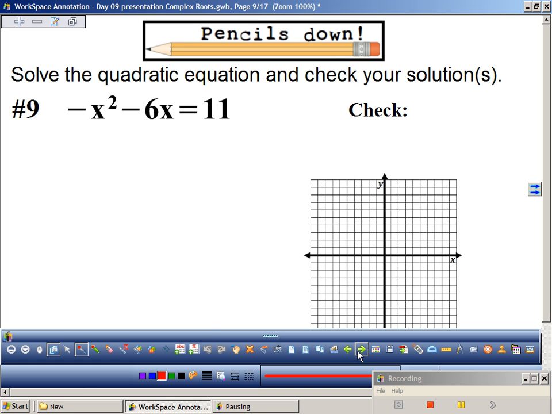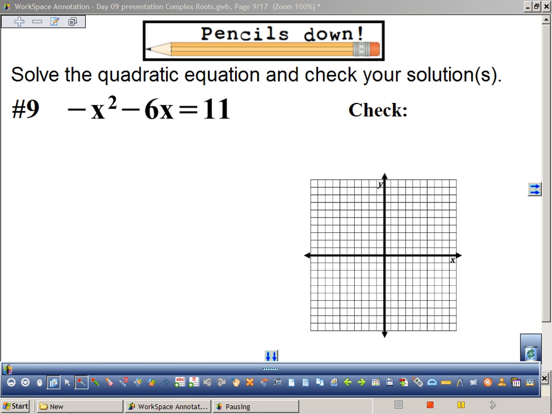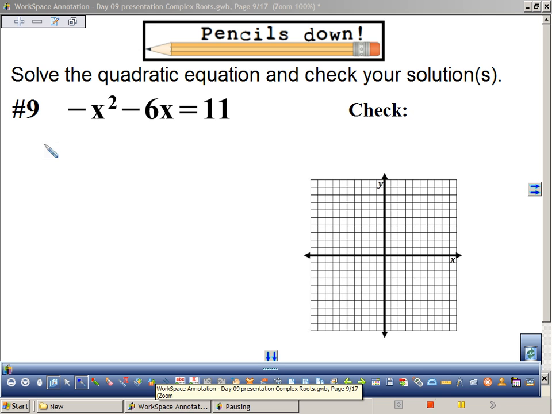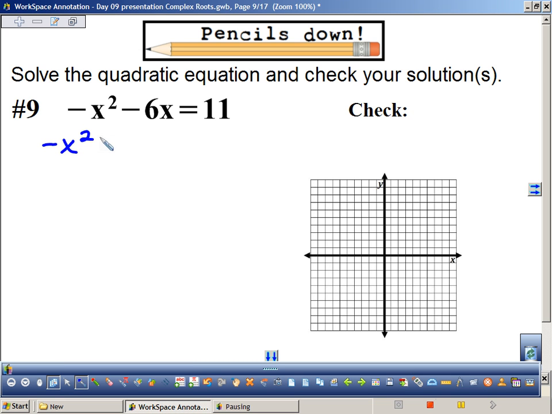Let's see. Do I want to do it now or later? I'm going to do it later. Okay, so this is last night's problem, but now we're going to go all the way through. Okay, good. First thing we need to do, we need to put this in standard form.